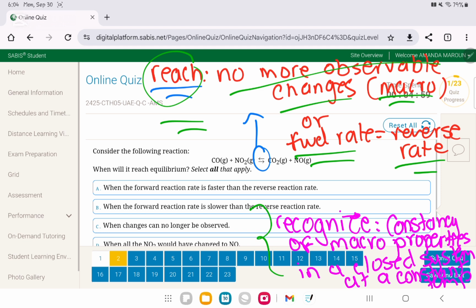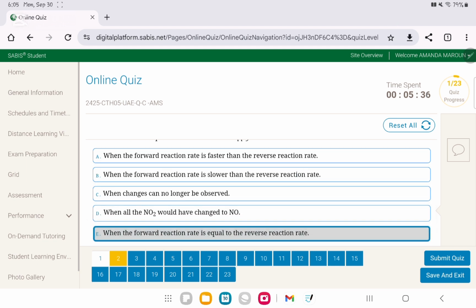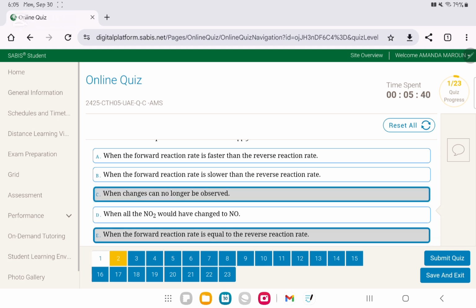You recognize equilibrium when you see that the macroscopic properties are constant. What does it mean? It doesn't mean they are equal. It means that if you have, for example, 2 atmospheric pressure here and 3 atmospheric pressure here, no matter what you do, it will stay 2 here and it will stay 3 here. So this is a constancy of macroscopic properties in a closed system, very important, and at a constant temperature. Now, when will it reach equilibrium? They don't need us to recognize, they need us to reach equilibrium. It is when the forward rate is equal to the reverse reaction rate, or when changes are no longer observed. That's it for number 2.